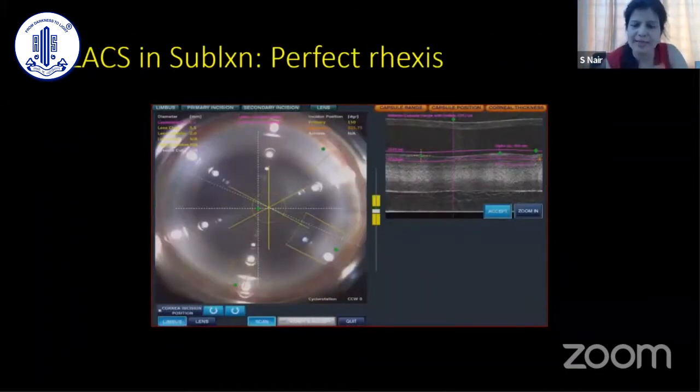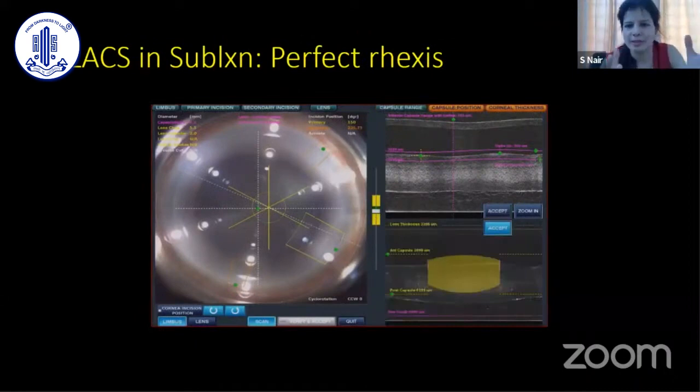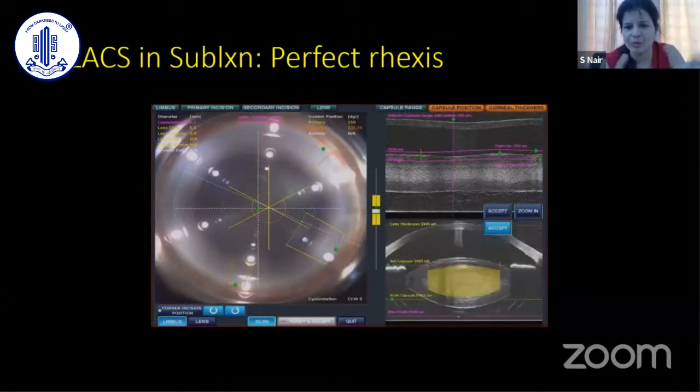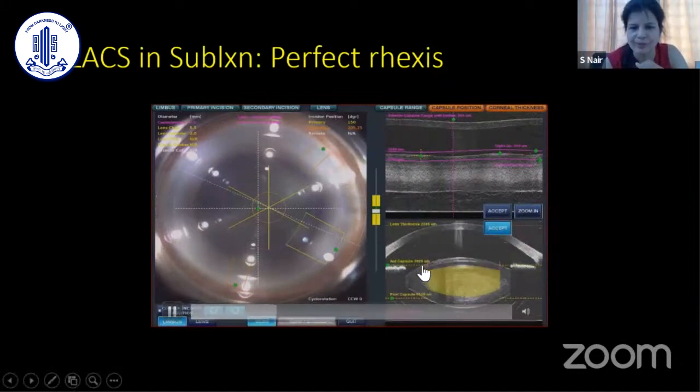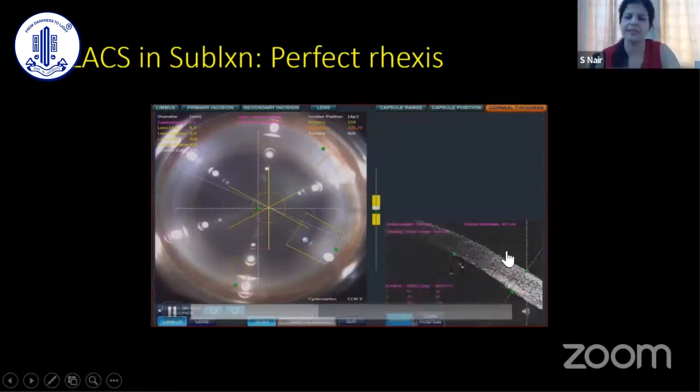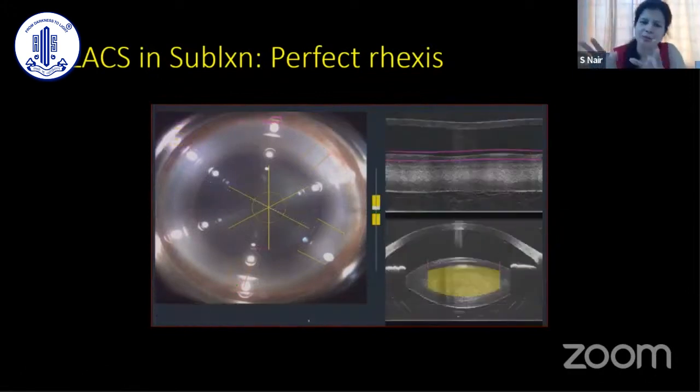Now, if you have FLACS, it's very, very useful in a subluxated cataract because you can pre-program the rhexis to a decentered position. You can see the subluxated lens here in the OCT picture, where more of the equator is exposed on the left side compared to the right side, and therefore the rhexis has been decentered more to the right side. So now there's a pre-programmed rhexis.